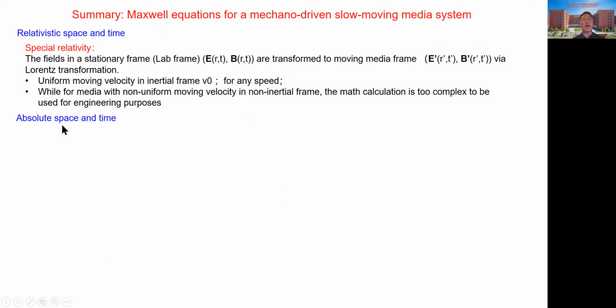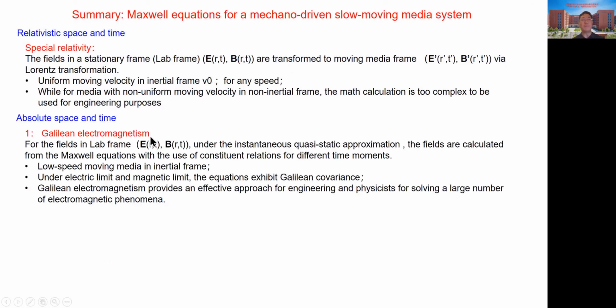The other one is absolute space-time. It's called Galileo space and time. There are two approaches. One is in Galileo electromagnetism: the field in each frame, in the lab frame, under the instantaneous quasi-static approximation. So the fields are calculated frame by frame. That's called quasi-static approximation. This works for low speed, and in an inertial frame also assumes constant velocity. They use these constitutive relations. In the electric limit and magnetic limit, the equations give Galileo covariance. So Galileo electromagnetism provides an effective approach for engineering and physics for solving a large number of electromagnetic phenomena.